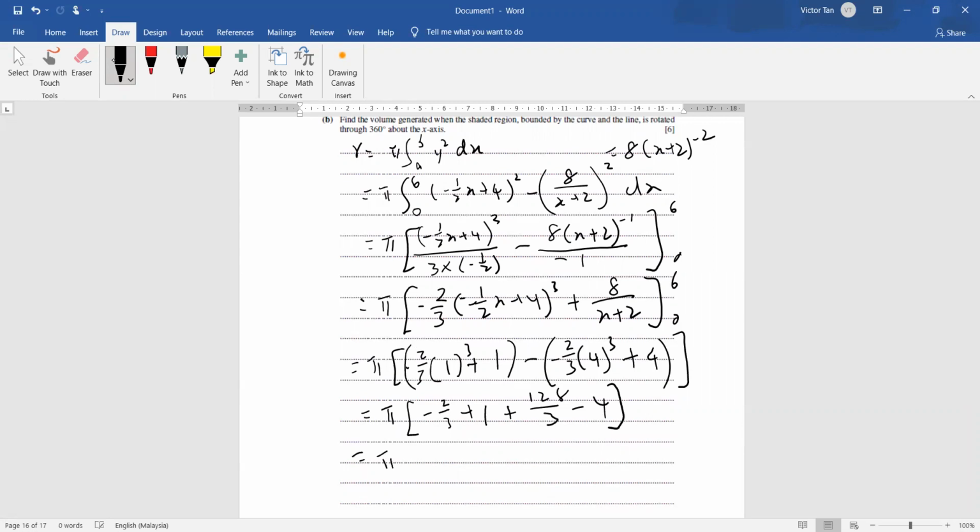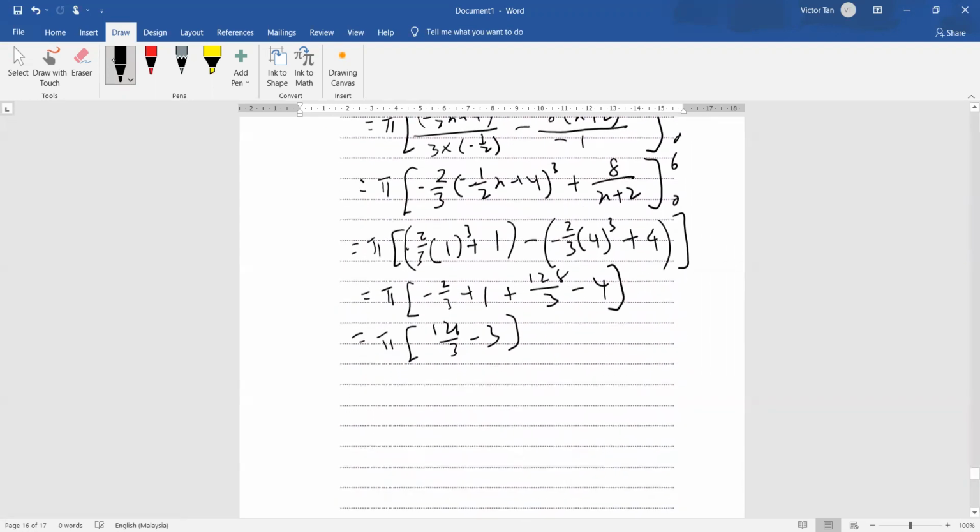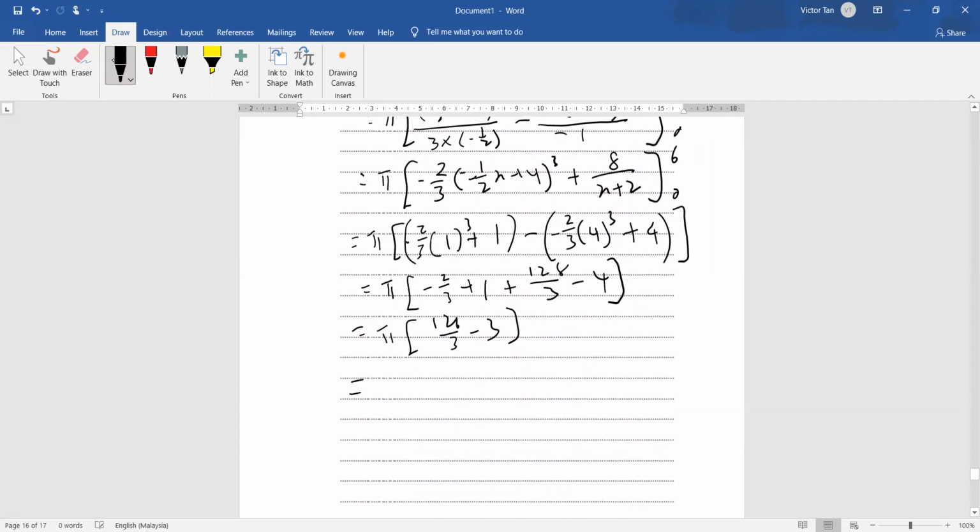Equals pi times (126 over 3 minus 3). And we are there. 126 minus 9 is 117, pi units cubed. That is the solution.